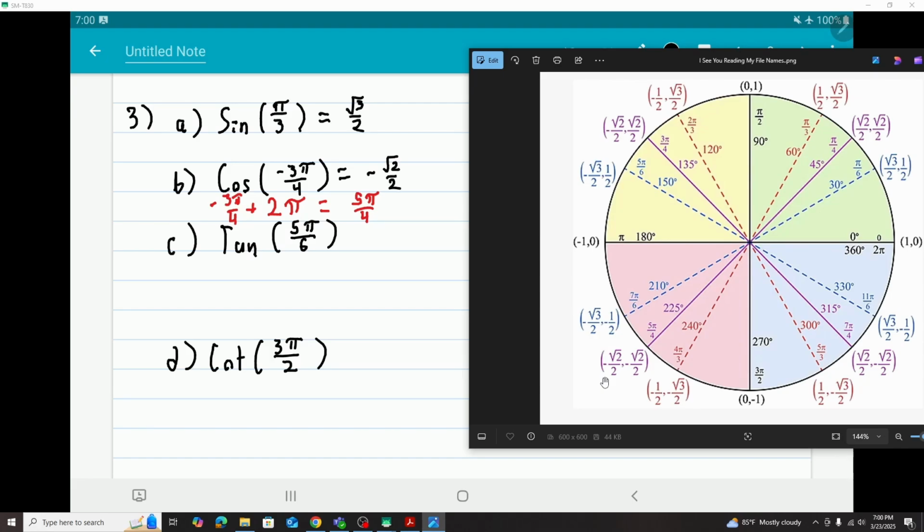Okay, so minus root 2 over 2. Next, tangent of 5 pi over 6. So how do we do tangent? Well, let's go to 5 pi over 6 first. And we remember that tangent is sine divided by cosine. So there's sine over cosine. We've written it in that form.